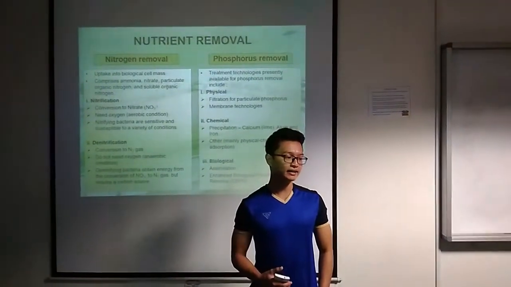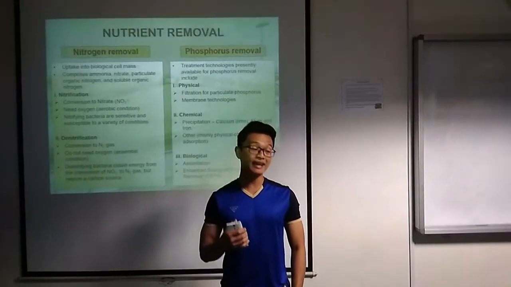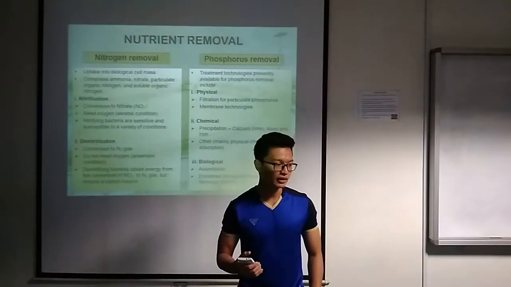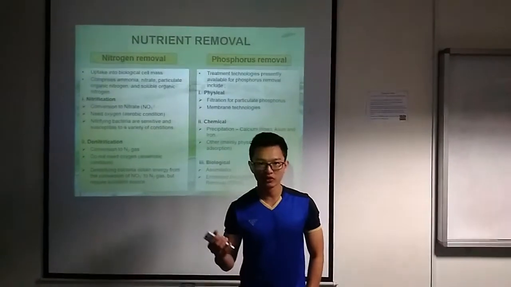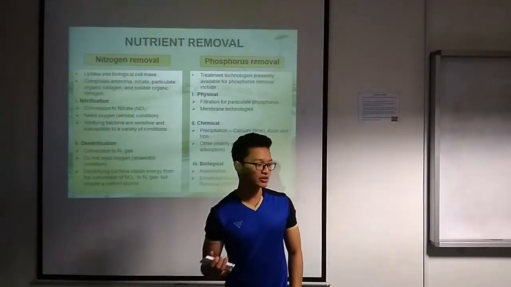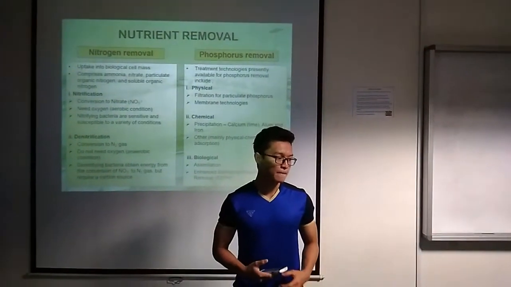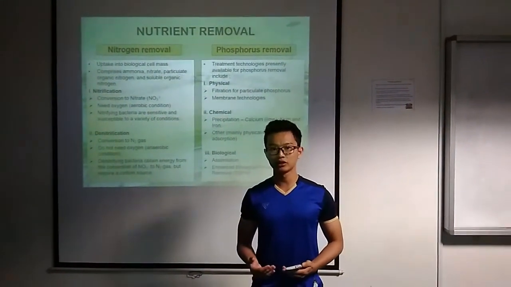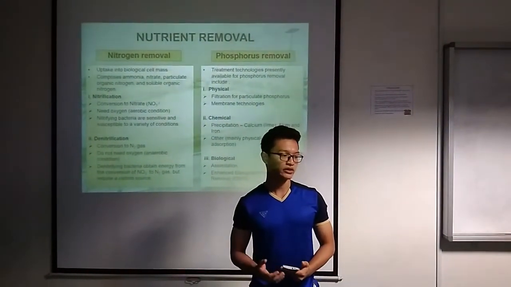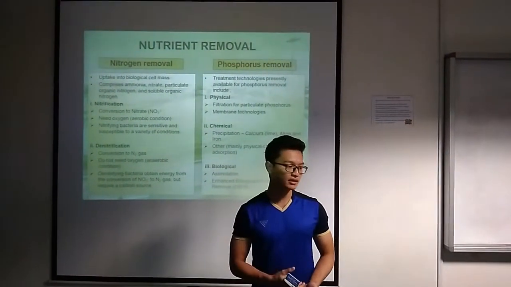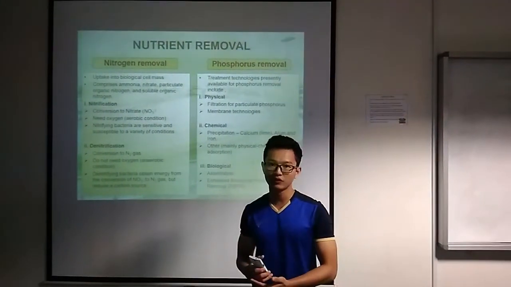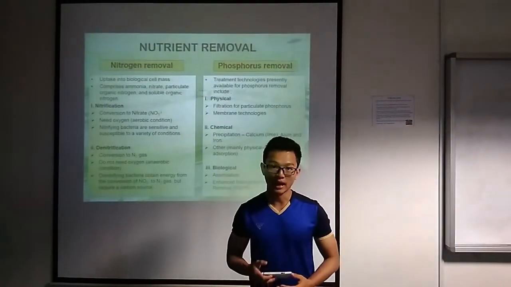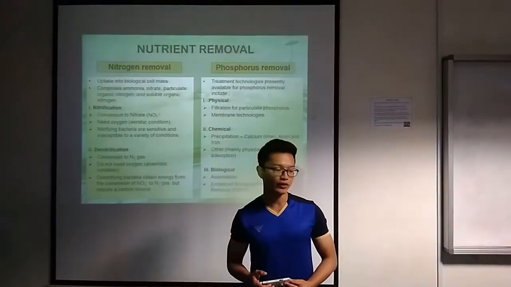Phosphorus removal, on the other hand, utilizes the treatment technologies currently present. These technologies involve physical methods, chemical methods, and biological methods. The physical methods involve filtration for the particulate phosphorus, basically using membrane technologies. The chemical ways involve precipitation using a few chemical compounds, for example calcium, which you can obtain from lime, alum, and also ferrum or iron.